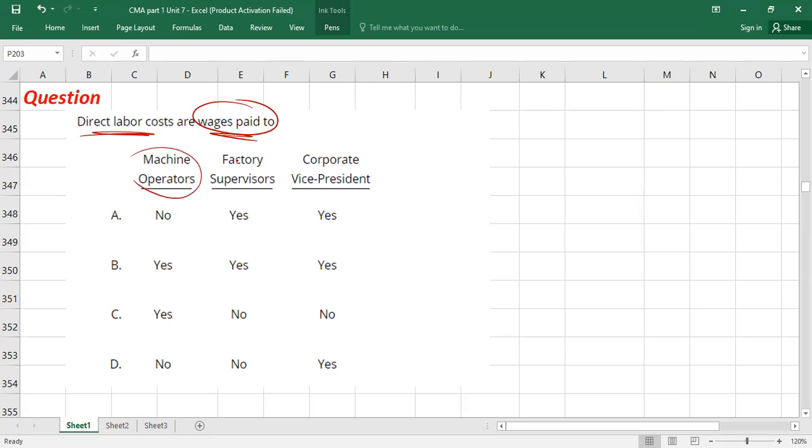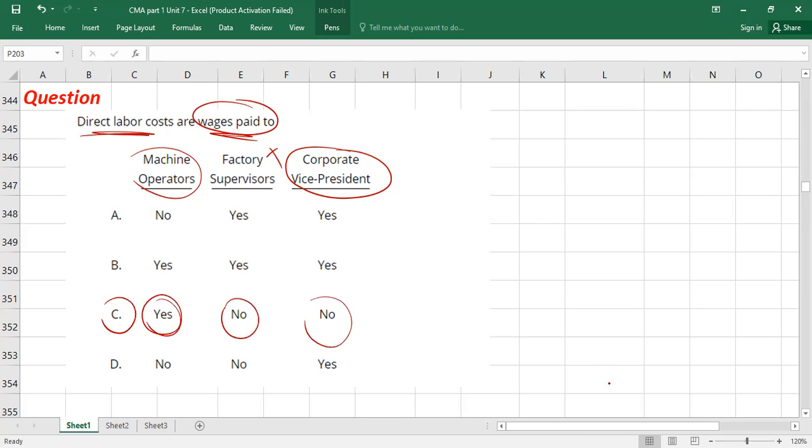Machine operators. Machine operator should be yes. Factory supervisors, no. Supervisor is part of overhead, indirect labor, not direct labor. Corporate vice president, administration cost. Right or wrong? It means there's only one cost which could be treated as direct labor. So where is the yes? Here is a yes for machine operators, no for factory supervisors, and no for corporate vice president.